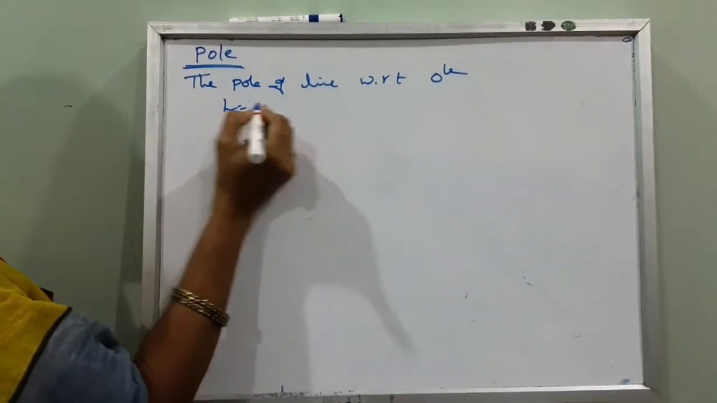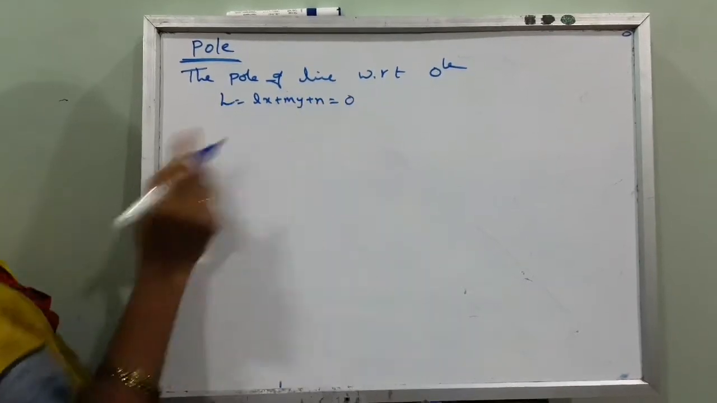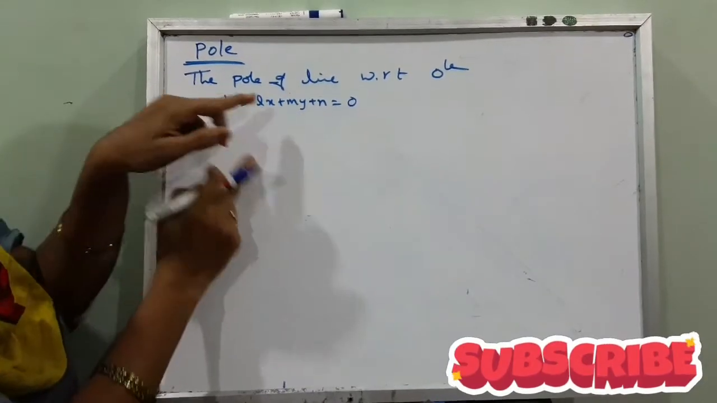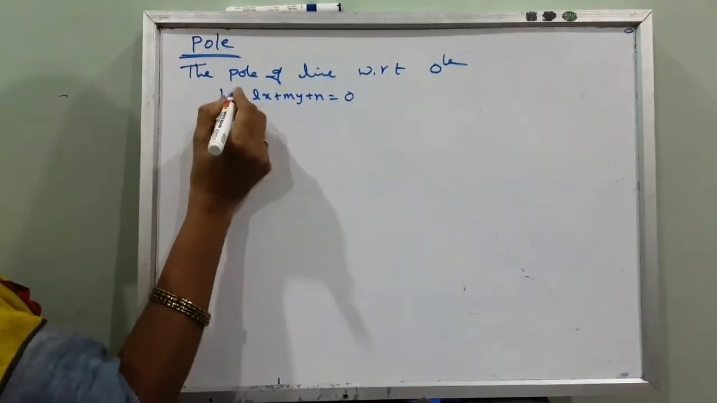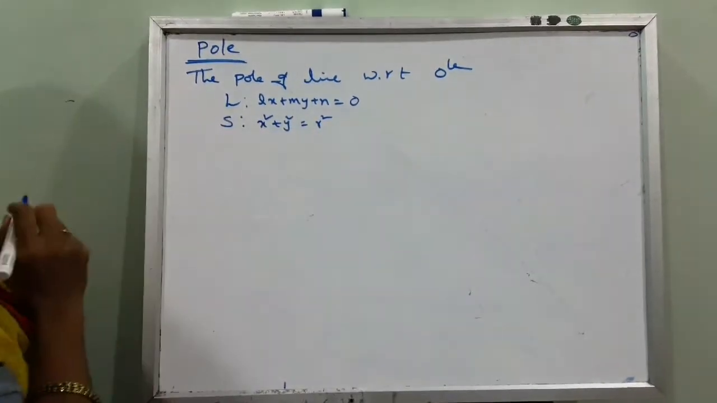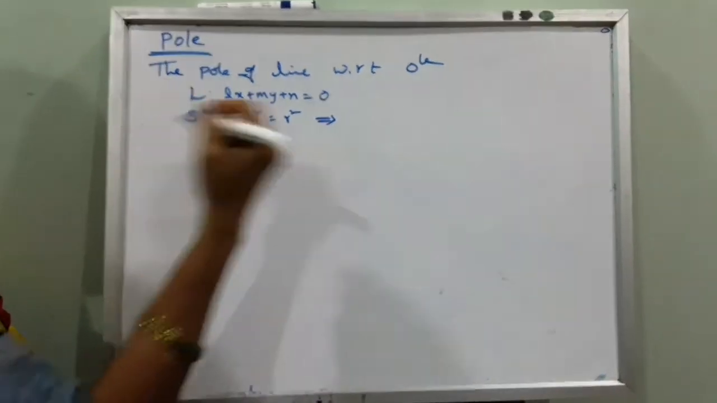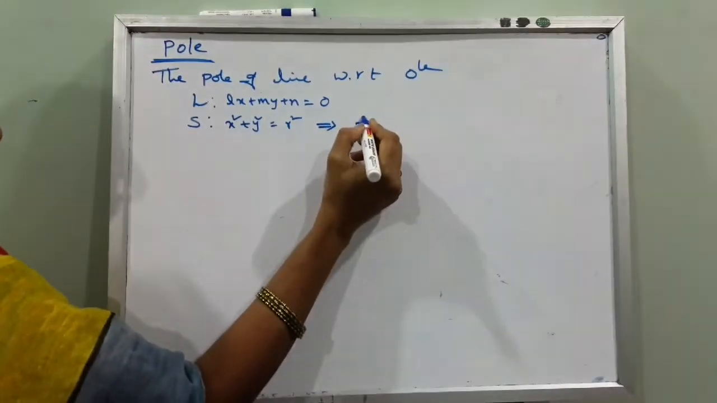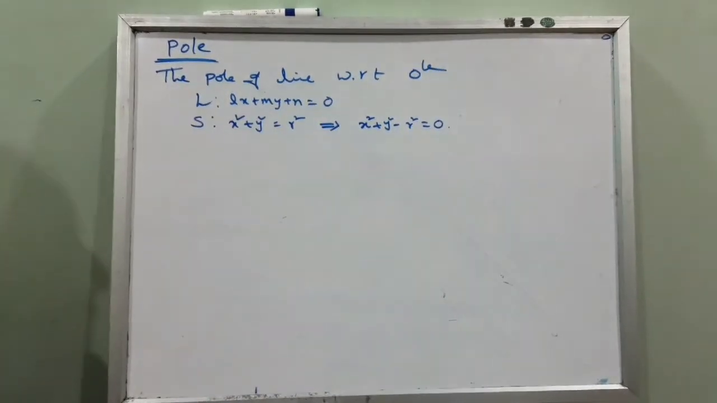Let us take the general equation of a line, Lx plus my plus n is equal to 0, and the circle equation, the standard form, x square plus y square is equal to r square. From this, x square plus y square minus r square is equal to 0.